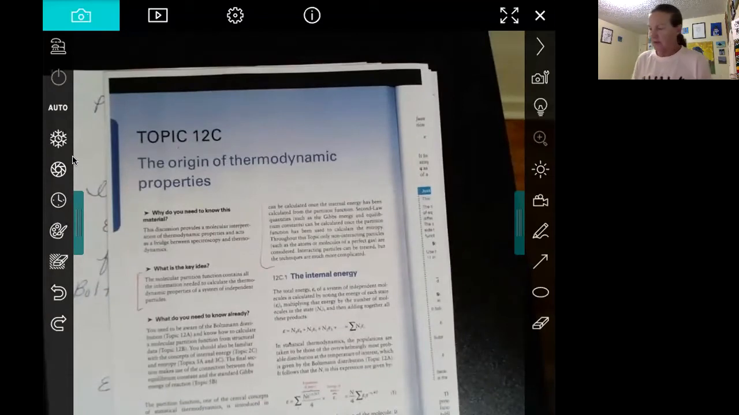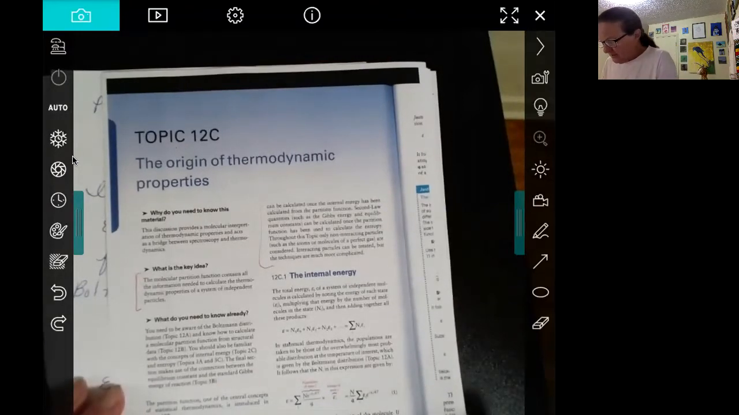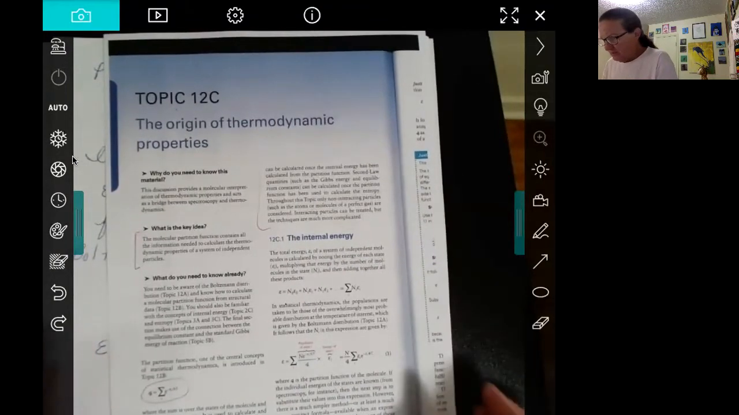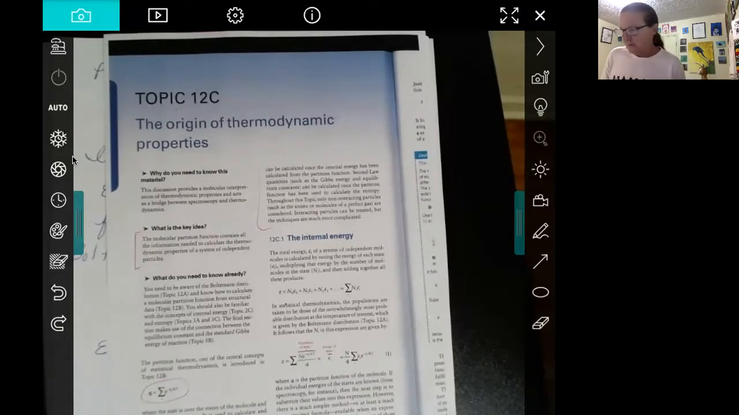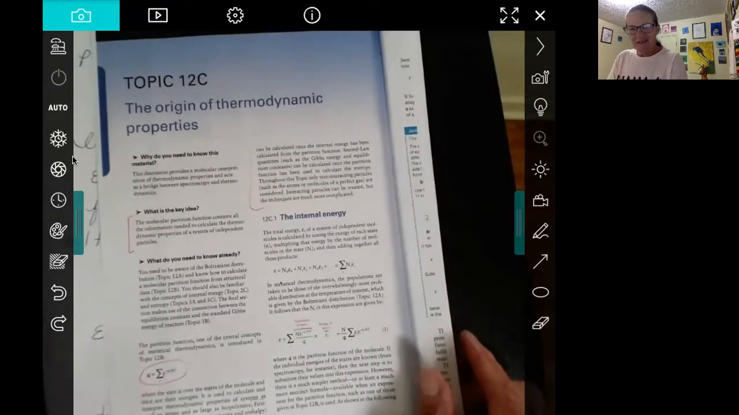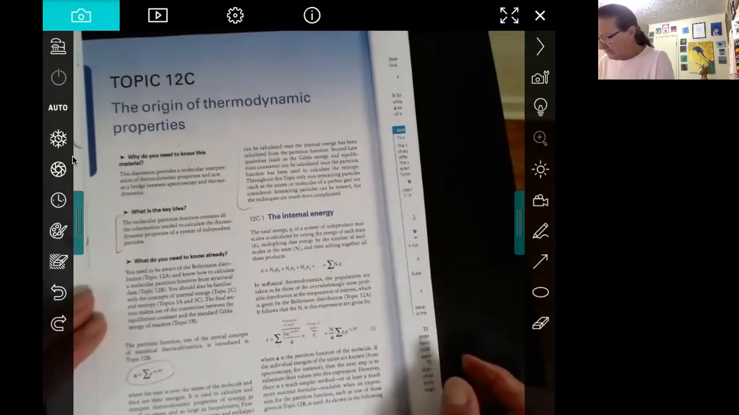The origin of thermodynamic properties. So we're going to understand how you can extract internal energy, heat capacity, enthalpy, and last and most importantly, the Gibbs free energy, so we can understand how you can actually calculate an equilibrium constant from partition functions. This first section has the key idea that the molecular partition function contains all the information needed to calculate the thermodynamic properties of independent particles. You could also calculate the properties of particles that are interacting, but that's more complex, so we're not going to do that in this class.